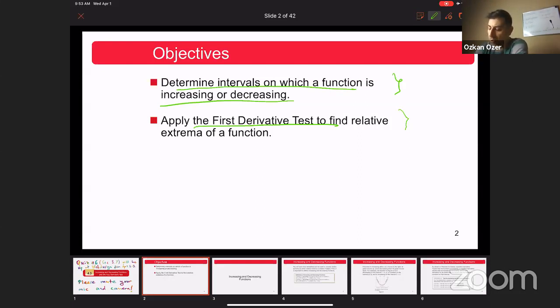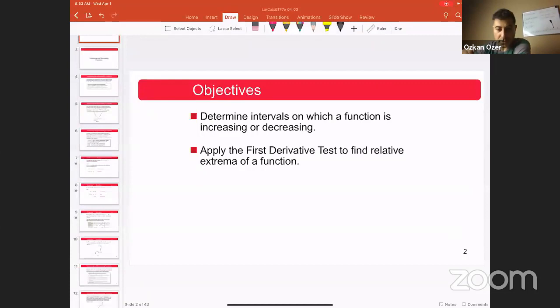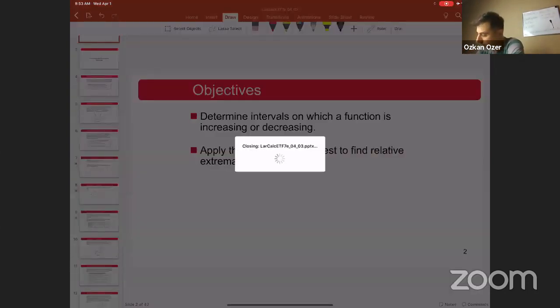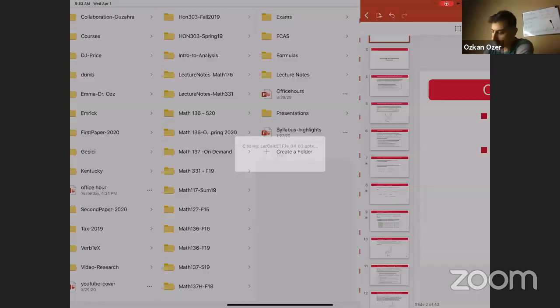In fact, both things here are using f prime as an ingredient, because increasing, decreasing behavior means you're looking at the sign of f prime, right? And for the first derivative test, you're looking at the critical points, which is again tied to f prime. Okay. All right, so I see there's no question as far as yes and no buttons go.